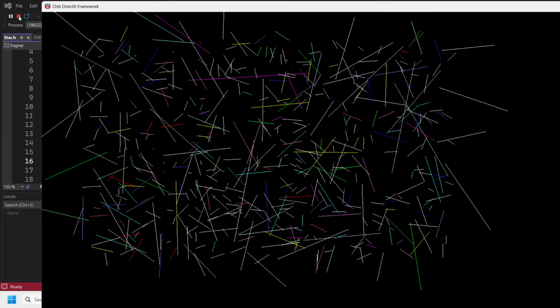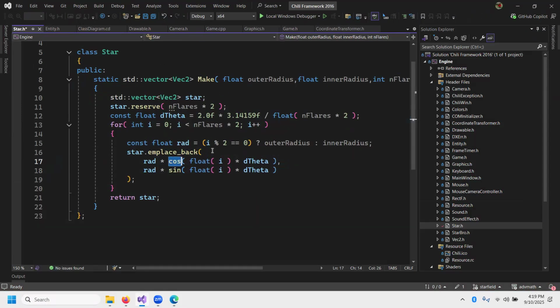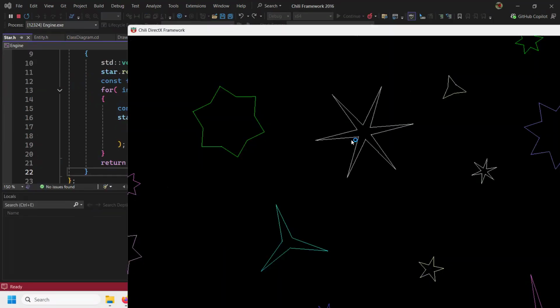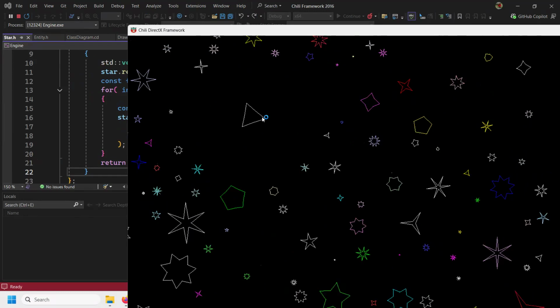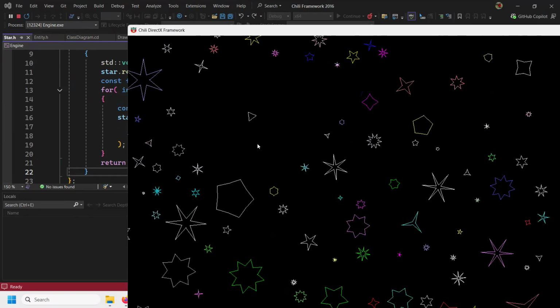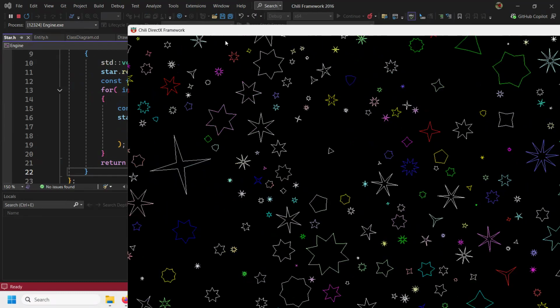Okay. I'm going to stop that program and give back the trig functions, just once again to show that was because it's nice. So we're generating stars with different numbers of points. You might think this is a triangle, but it's a special type of star with three points, three flares. Okay.